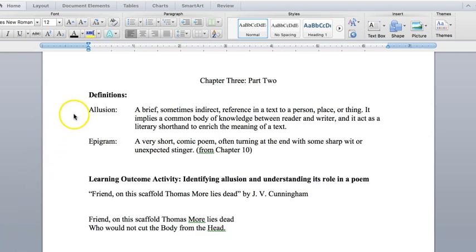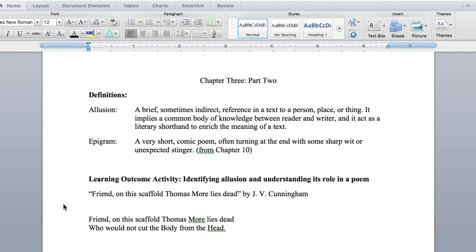Now I'd like us to turn our attention to allusion. Allusion is a brief and sometimes indirect reference to a person, place, or thing. And through allusion, the poet can enrich the meaning of the text. I've also included a definition for epigram. This comes from Chapter 10, and I've included it because our first example of allusion is going to come in the form of an epigram. Right, so an epigram is a short comic poem that often turns at the end with some sharp wit or unexpected stinger. So let's see how that works in this example.